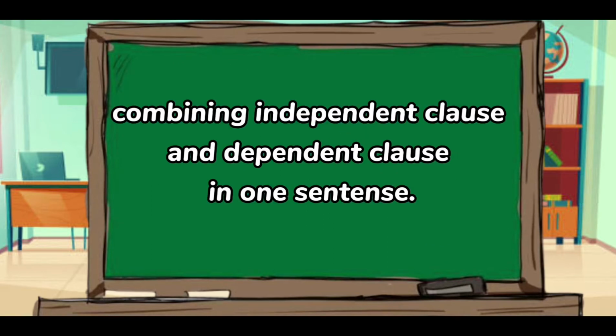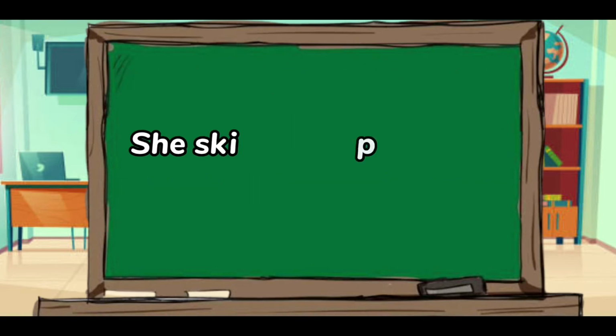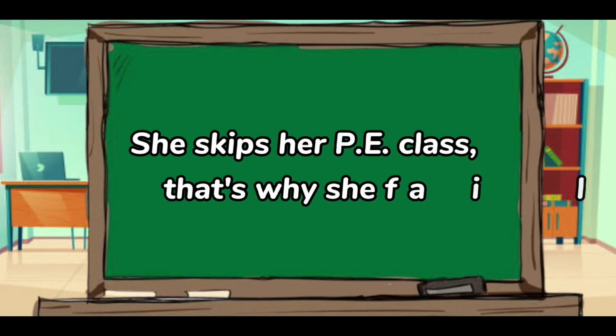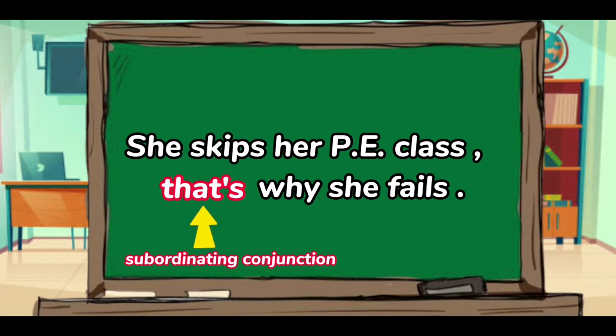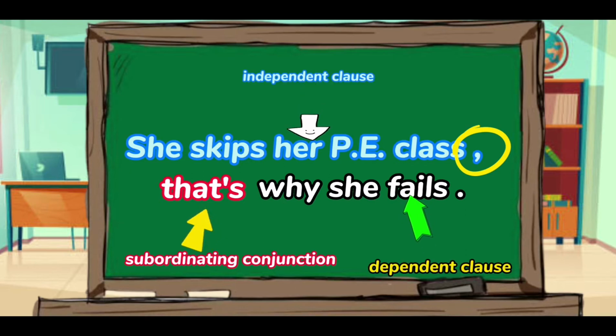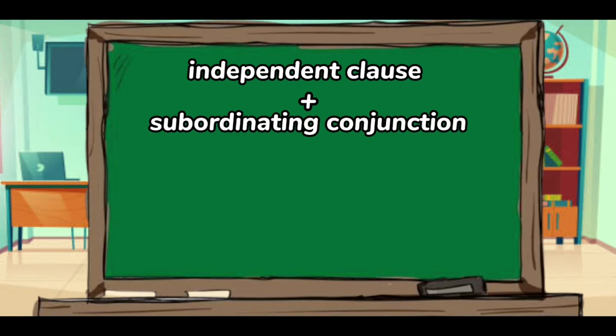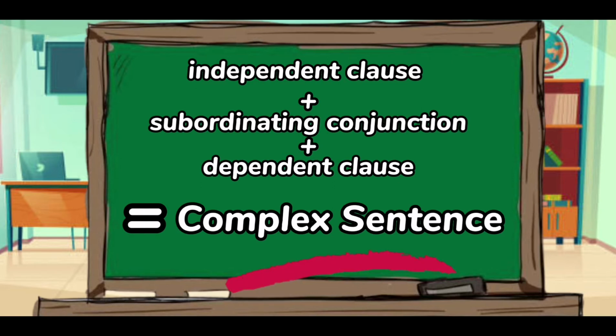Let's combine the example of independent and dependent clause. She skips her PE class. That's why she fails. That is the subordinating conjunction, and we put a comma after the independent clause. Now, we have the sentence: she skips her PE class, that's why she fails. Independent clause plus subordinating conjunction plus dependent clause equals complex sentence.